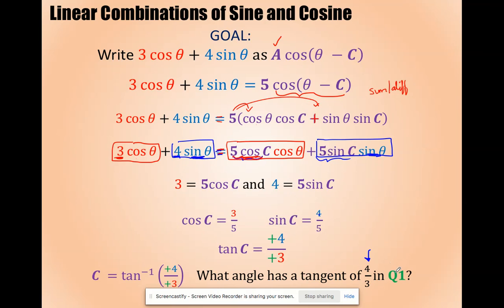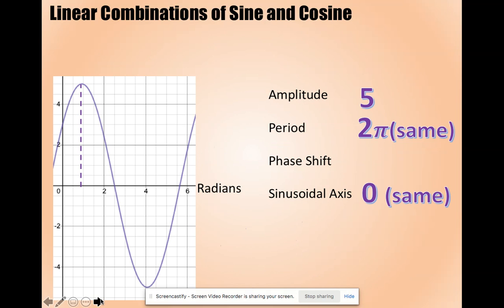How do I know quadrant 1? Because both y and x were positive, right? Sine is y over the radius, cosine is x over the radius. Tangent is y over x. Positive y, positive x, I must be in quadrant 1. That's how I get my phase shift.